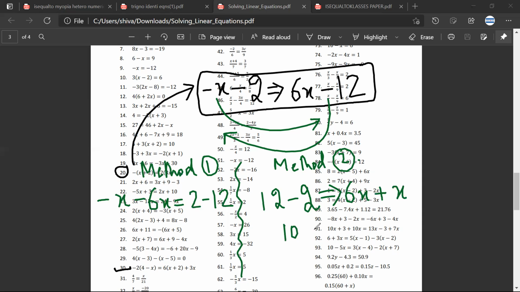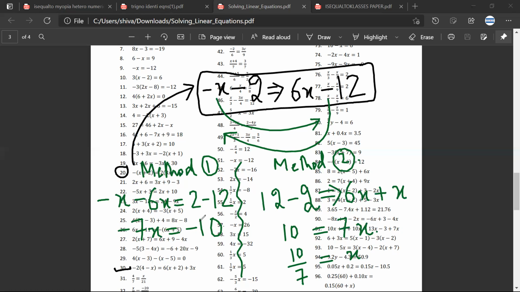Now this becomes 10 is equal to 7x, and x is equal to 10 by 7. Have you understood what I have done? Yes, sir. Now when I do this method 1, this is what I will get. Minus 7x is equal to minus 10. Have you understood?